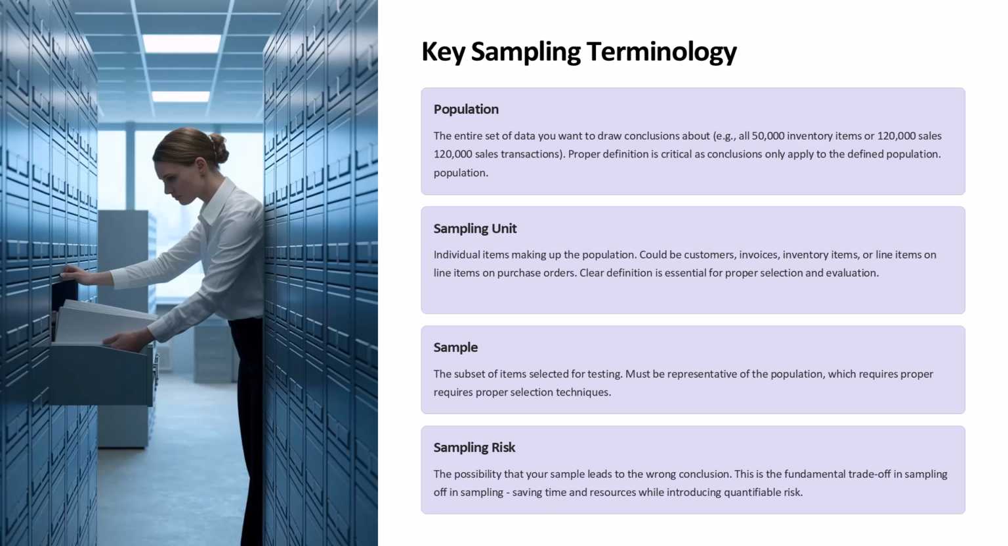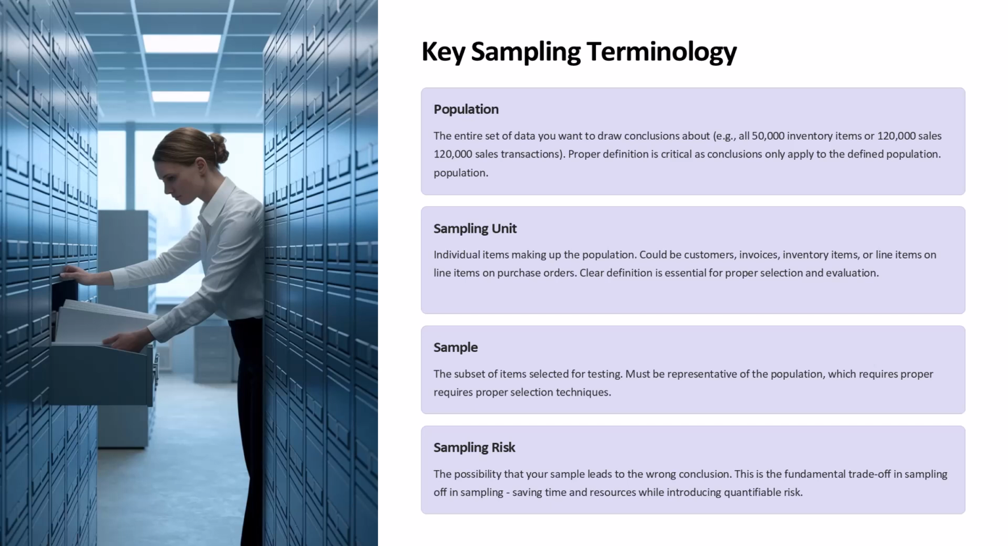Let's nail down some essential definitions first. The population is the entire set of data you want to draw conclusions about. For example, all 50,000 inventory items at year-end, or all 120,000 sales transactions for the year. It's critically important to properly define your population before sampling begins, because your conclusions will only apply to the defined population.